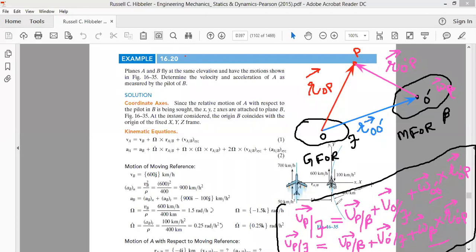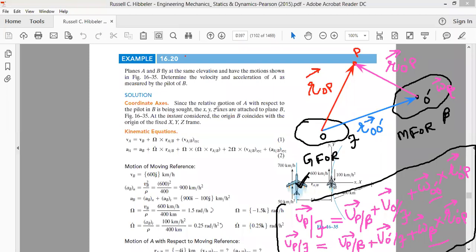If we have to calculate the acceleration of P with respect to beta, when we are given the acceleration of P with respect to the ground, as is the case here. We are given the acceleration of A with respect to ground, and we have to calculate the acceleration of A with respect to B. So how will we do it? The expression for the acceleration is very important.